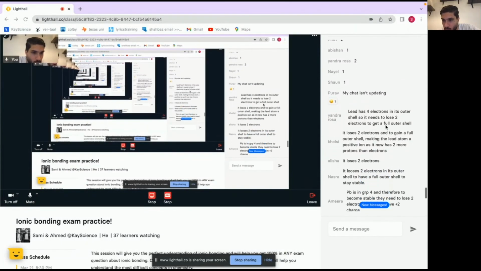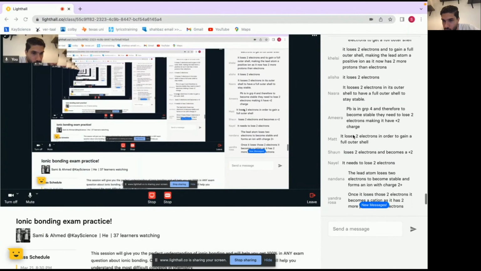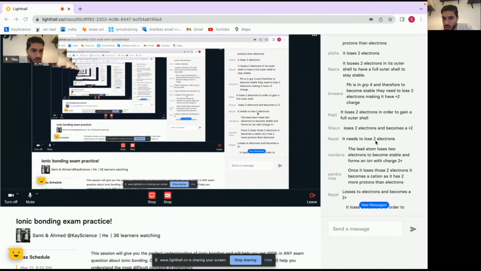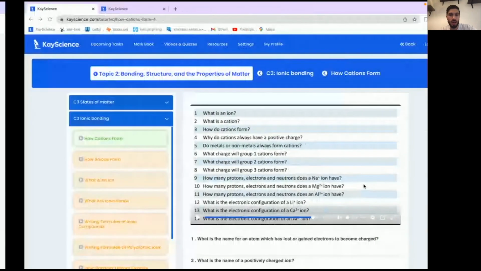Yandra Rosa, you got that correct: loses 2 electrons. Good. Amira, you wouldn't get any marks for saying +2 charge because you're repeating information in the question. Again, becomes a +2, Sean, you don't get any marks for that. But loses 2 electrons gets you the 2 marks. Well done, Nail. Loses 2 electrons. Good. Everyone got that correct. Well done.